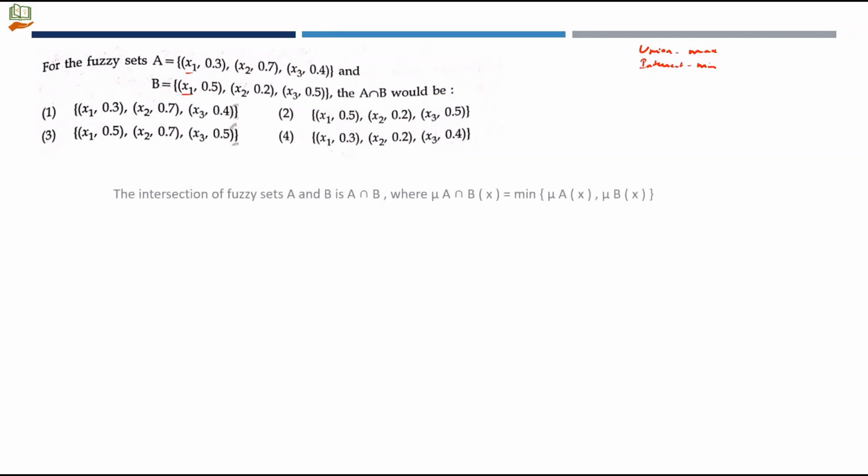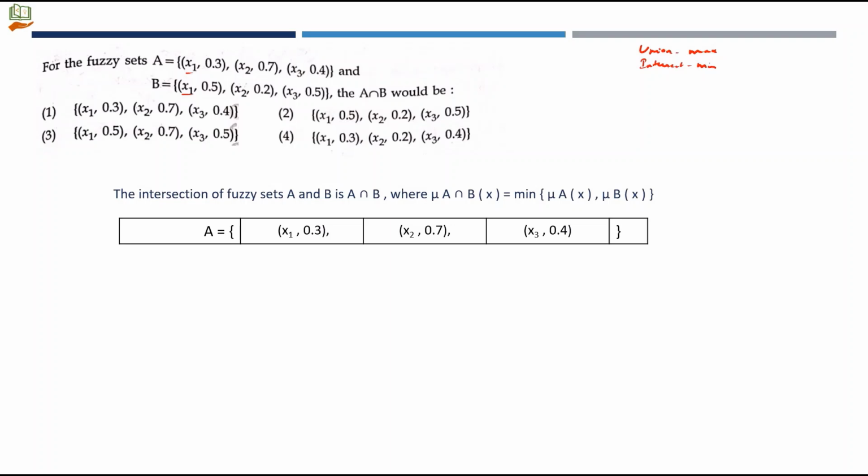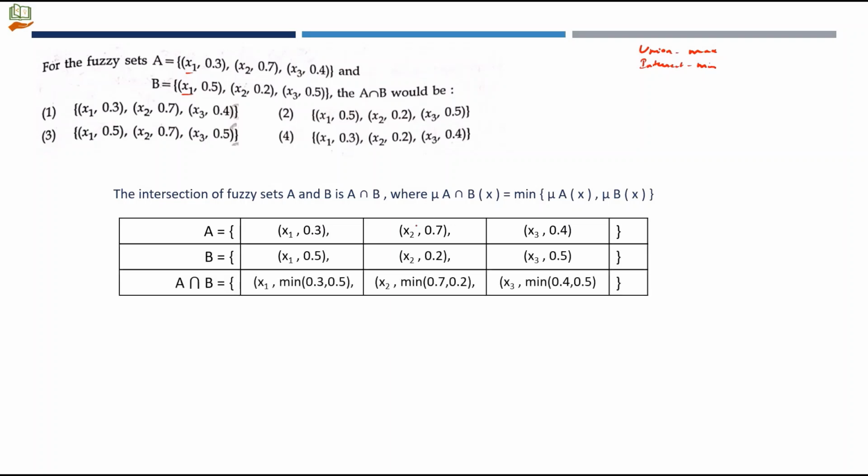Let's see it as statement. The intersection of fuzzy sets A intersection B is equal to minimum of the value which is in set A and set B. So let's see the calculation now. Let's take the A set and let's take the B set. Now we will find the minimum of 0.3 and 0.5. Similarly 0.7 and 0.2, 0.4 and 0.5. This is with respect to x3, this is with respect to x2 and this is with respect to x1.